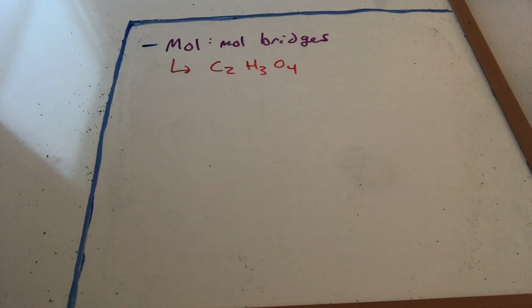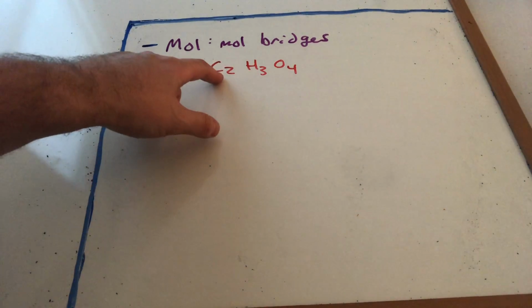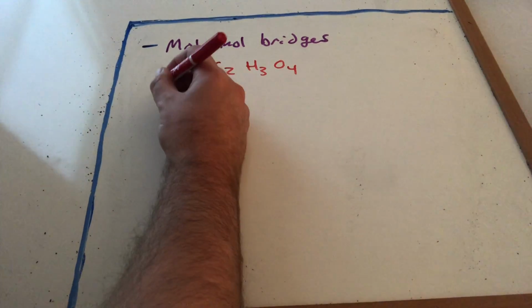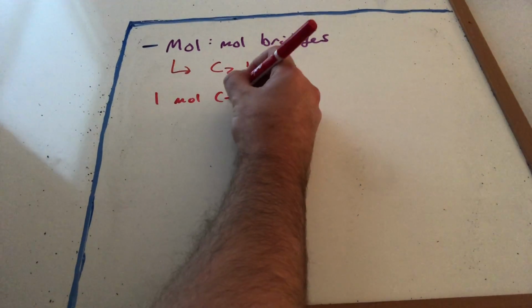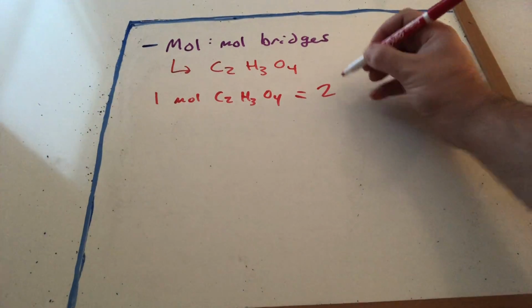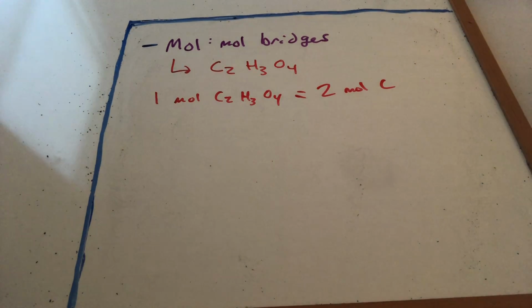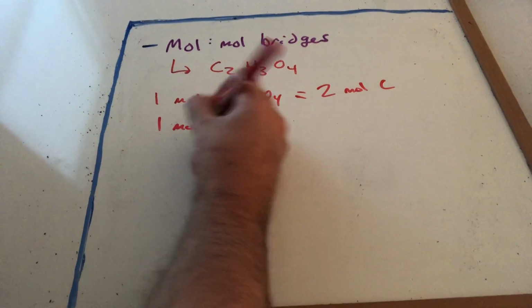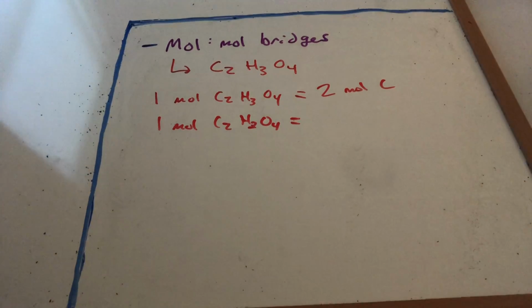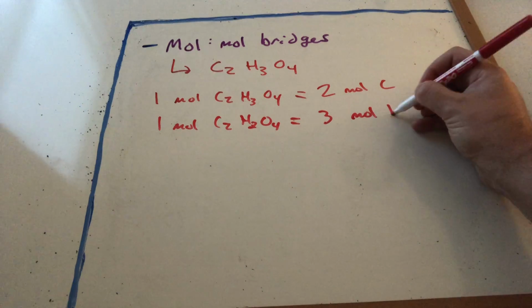What are the mole-to-mole bridges we can find here? And remember, if you can look at this molecule and say there's 2 C's, there's 3 H's, there's 4 O's, anything you can say about those individual species, you can make a mole-to-mole bridge with. So there's a ton here that we could do. For every 1 mole of C2H3O4, how many moles of carbon do we have? 2 moles of carbon. For every 1 mole of C2H3O4, how many moles of H do we have? We have 3 moles of H.